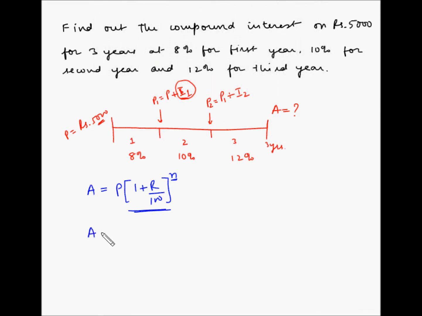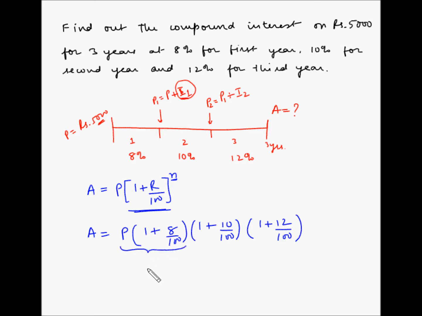So the amount in our case will be equal to P multiplied by 1 plus 8 by 100, multiplied by 1 plus 10 by 100, multiplied by 1 plus 12 by 100. So in other words, this part here represents the amount which will be accrued at the end of first year.